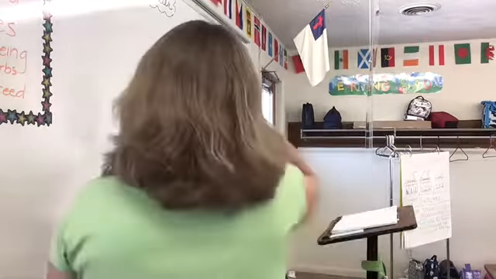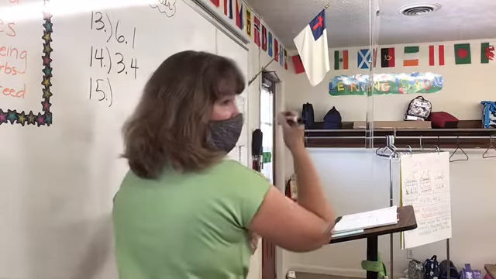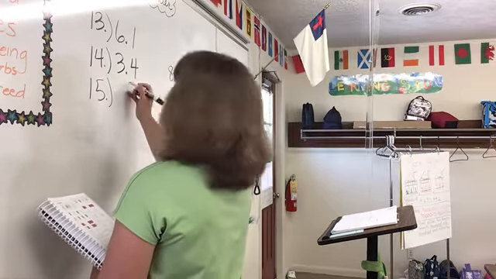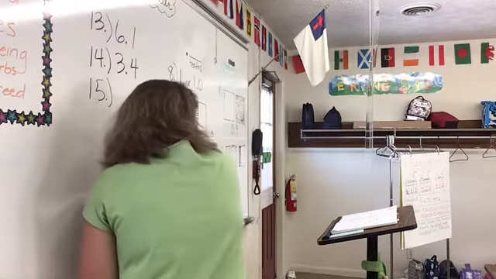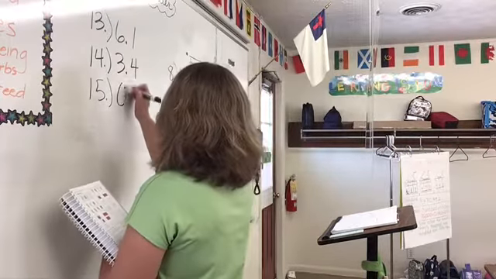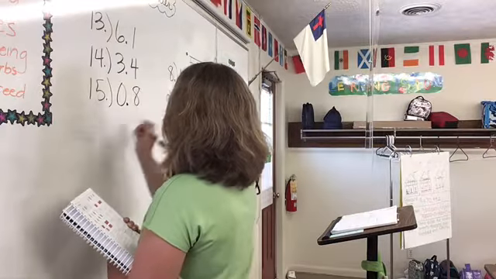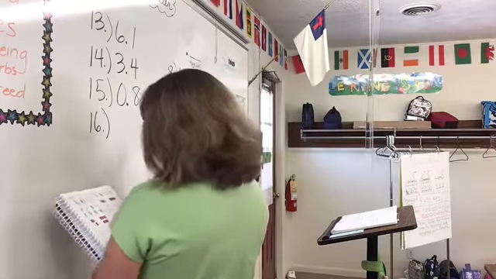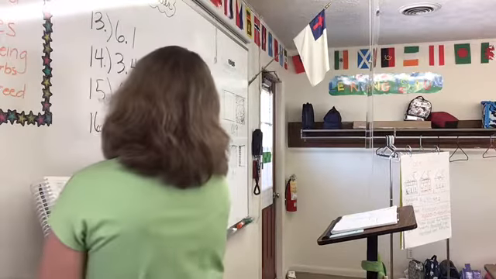Braden? You put 3 and then a decimal point and then a 4. Right. Number 15, 8/10. How do I write that? Does anybody know the answer? How do you write 8/10? Let's do 0.8. And then number 16, 1 9/10. 1.9.